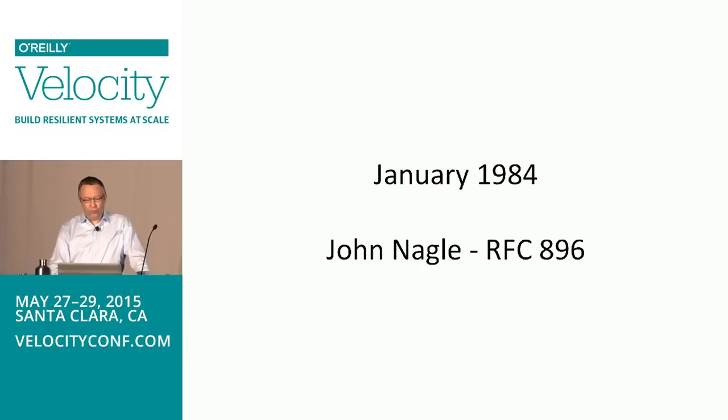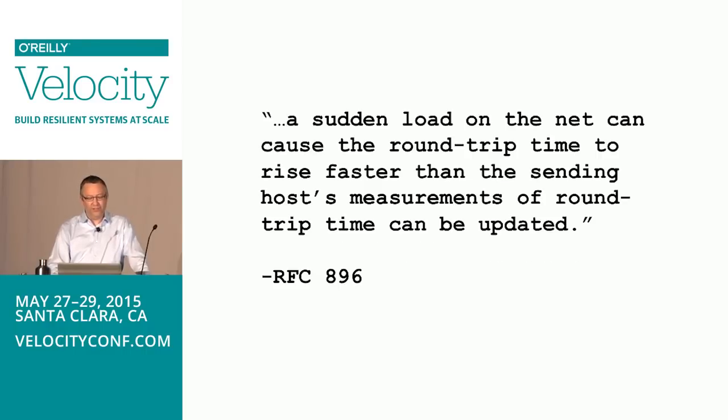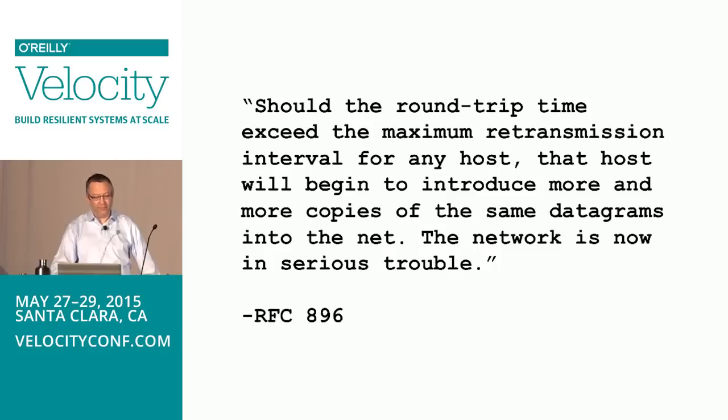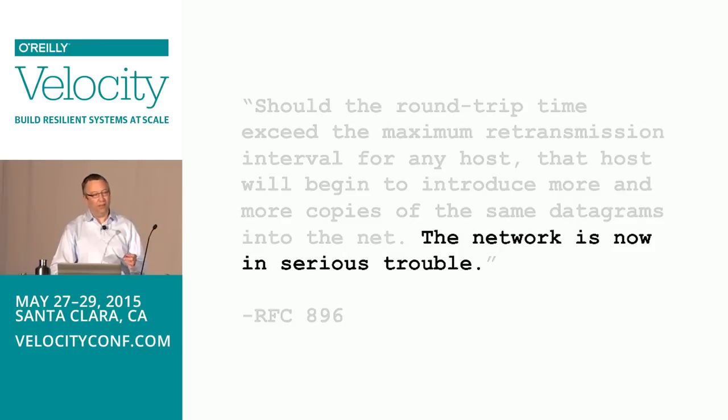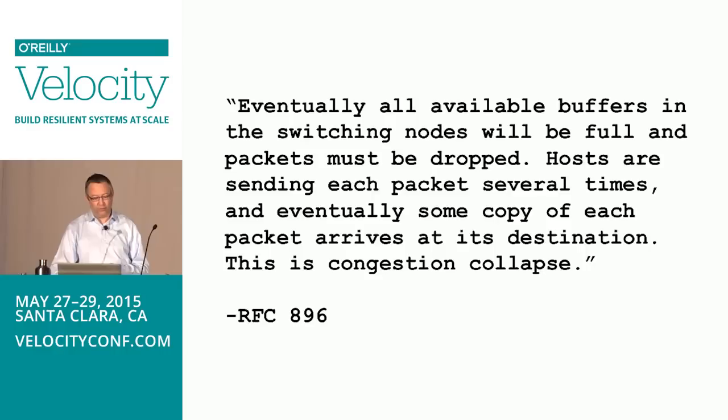In 1984, he wrote RFC 896, which describes the problem so well, I'll just read you a couple of passages. First, he notes that a sudden load on the net can cause the round-trip times to rise faster than the measurements can be updated. If this happens, and the round-trip time exceeds the maximum retransmission interval on any host, then that host will begin to introduce more and more copies of the same datagram into the net. The network, he notes, is now in serious trouble.